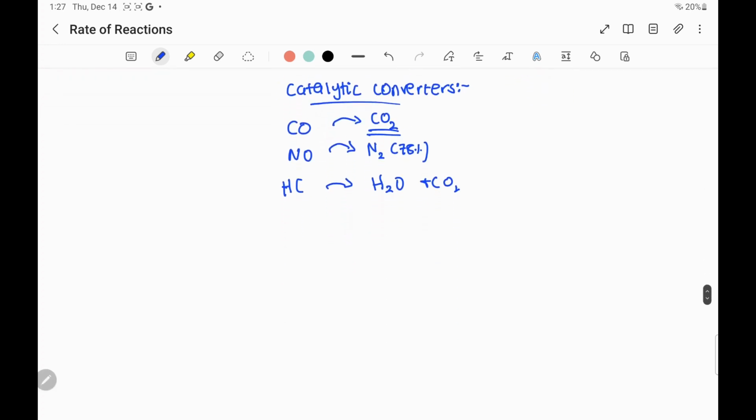So you're going to have to know the reactions for these. Carbon monoxide plus O2 gives 2CO2. Carbon monoxide plus oxygen gives carbon dioxide. And nitrogen monoxide would give nitrogen and oxygen.